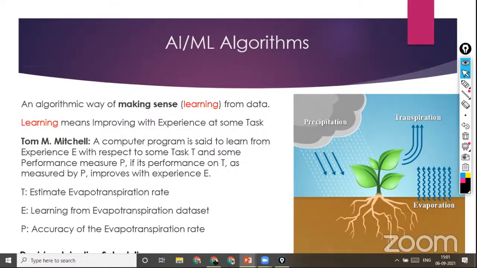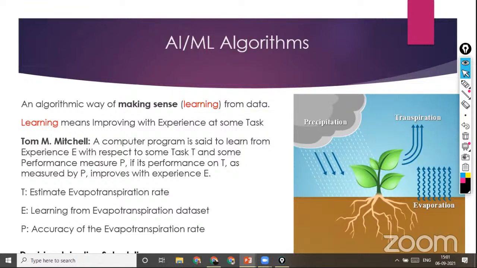Okay. So according to Tom M. Mitchell, who is actually an American computer scientist, a computer program is said to learn from experience E with respect to some task T. So the task here is to estimate the evapotranspiration rate. Okay, we have to find out.